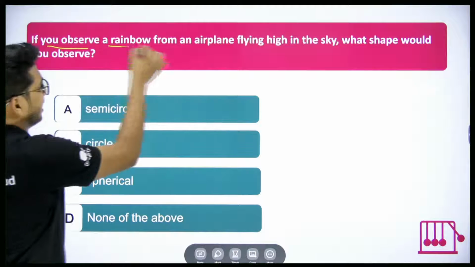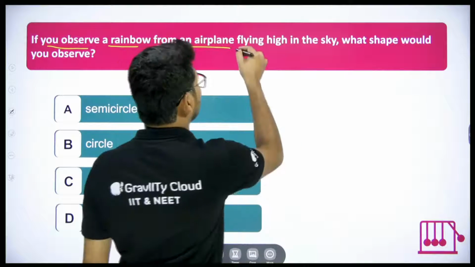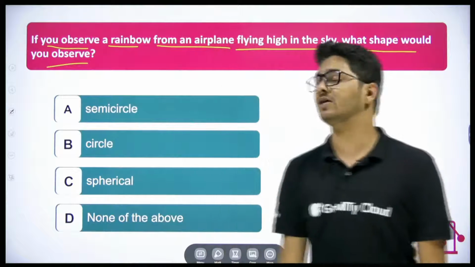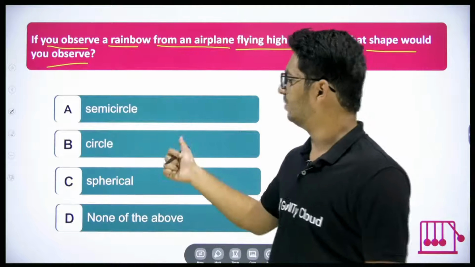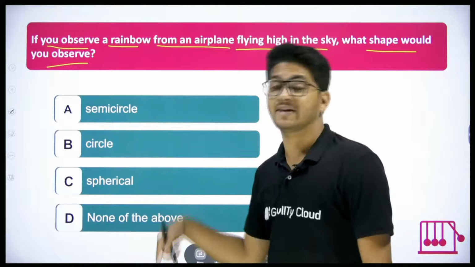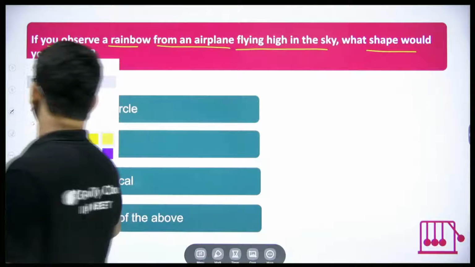But if you observe a rainbow from an airplane, and that airplane is flying high in the sky, what shape would you observe? And you have a few options: A, semicircle, B, circle, C, spherical, and D, none of the above. So which shape do you observe?